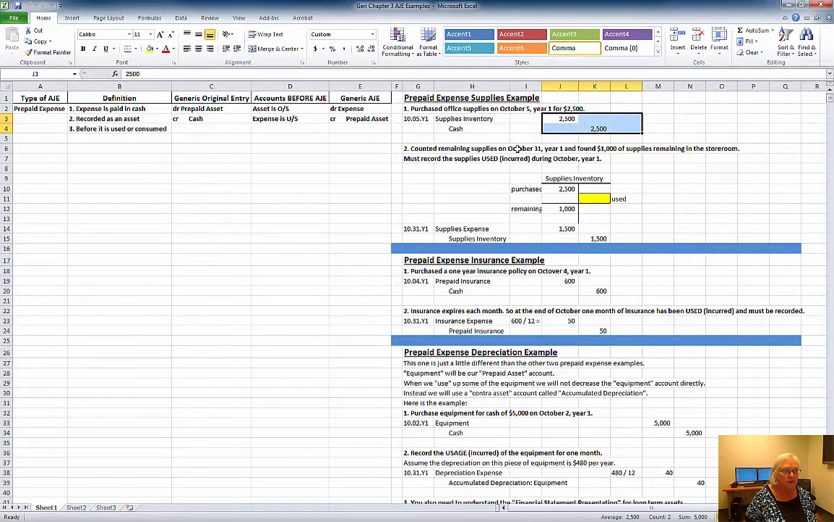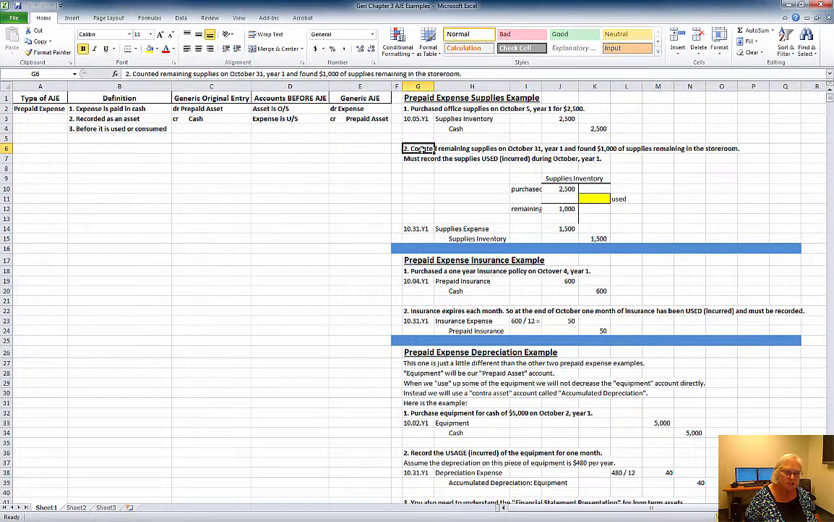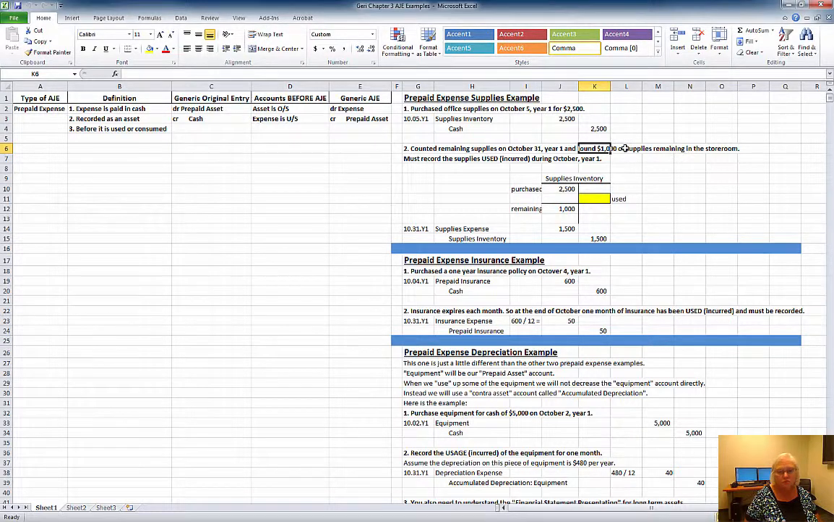All right, at the end of October, we're going to make an adjusting entry for the supplies that we used. So what happens is somebody goes in and counts the remaining supplies that are still there, and they found that $1,000 are still in the storeroom. So we purchased $2,500. We have $1,000 left. How much have we used?